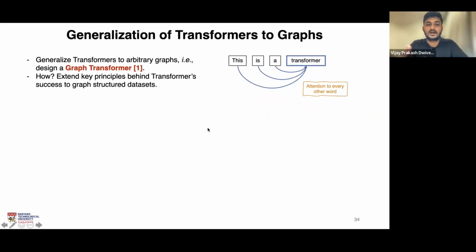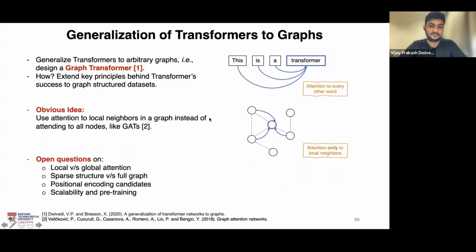So the question is how to extend the transformers to graph structure datasets. This is a question that we tackled in one of our works, and we developed the graph transformer in 2020. One obvious idea for bringing transformers to graphs, you could say that it's already a graph transformer, because if we are applying it on a graph structure dataset, let's just apply it to the local neighbors, and we have a graph transformer. So this is already there.